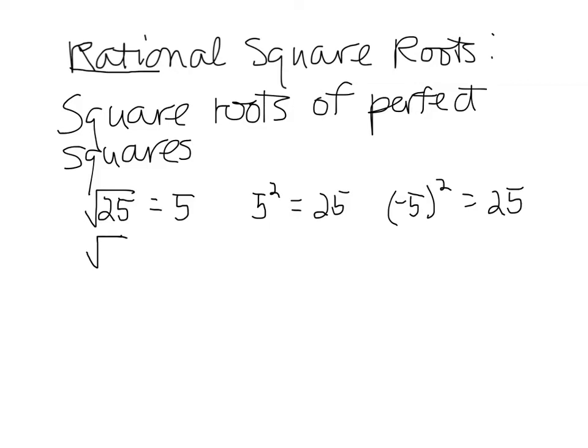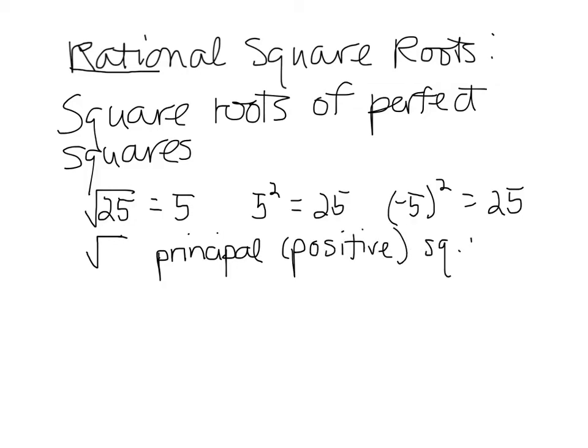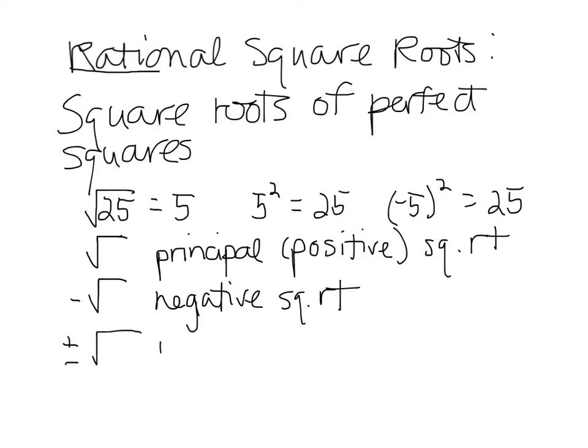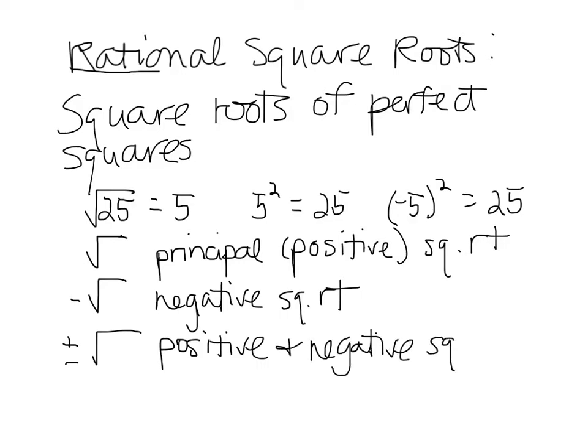If you see the symbol that's just this plain old radical sign, it means the principal, and this is not going to be true when we have variables, but the principal or positive square root. If you see this sign, you can imagine it means the negative square root. And if you see this sign, it means the positive and negative square root.